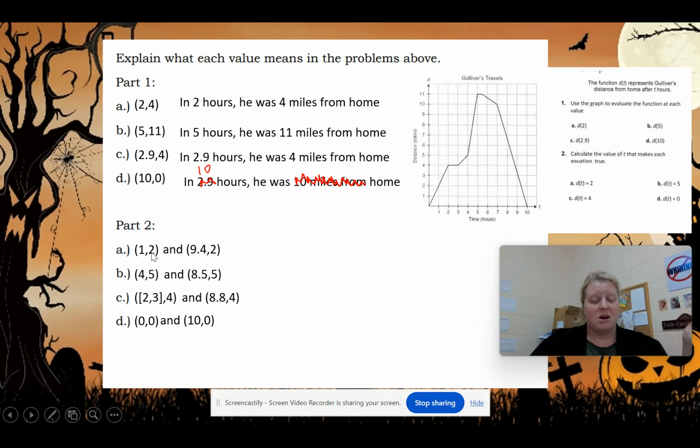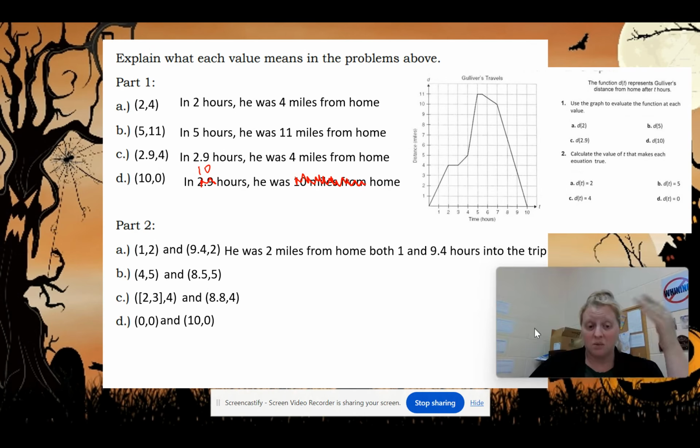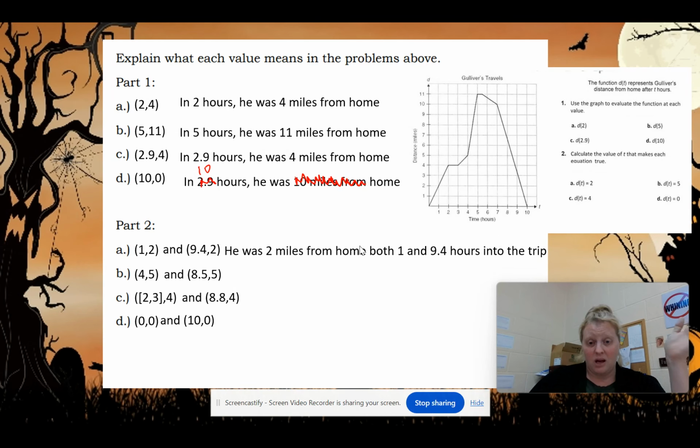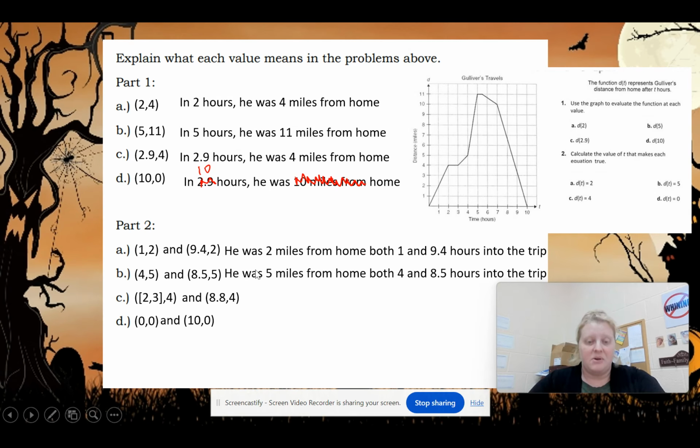And the same thing here, except we have 2 times when the distance was 2 miles. So I might switch the way I say it to make it a little easier on myself and say, well, he was 2 miles from home at both 1 and 9.5 hours into his trip. So 1 hour into his trip, he was 2 miles from home, and then he probably came back home. So 9.5 hours, he was 2 miles from home again. And then we just keep going with that. So he was 5 miles from home, both 4 and 8.5 hours into the trip.